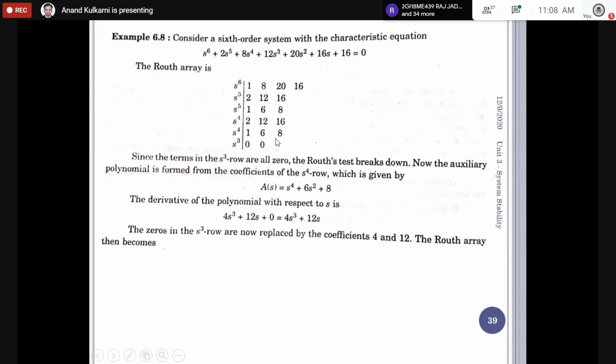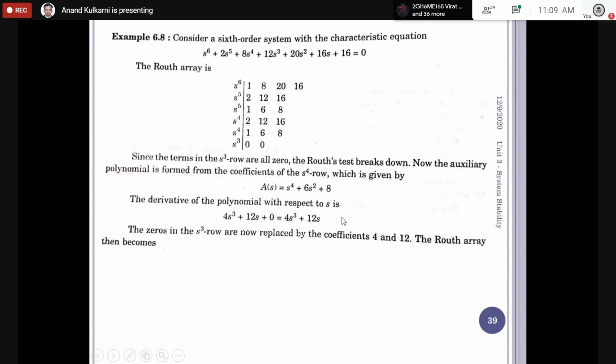S^4 row I will write it as it is. That is 1 S^4 plus 6 S^2 plus 8, that is written as A of S. This is called as auxiliary equation. Then you differentiate this. You differentiate the auxiliary equation to go back to the next row. Because now after differentiation, S^4 will become S^3. So you can write S^3 row. So if you differentiate that, S^4 will become 4S^3 plus 12S plus 0. So 4S^3 plus 12S.